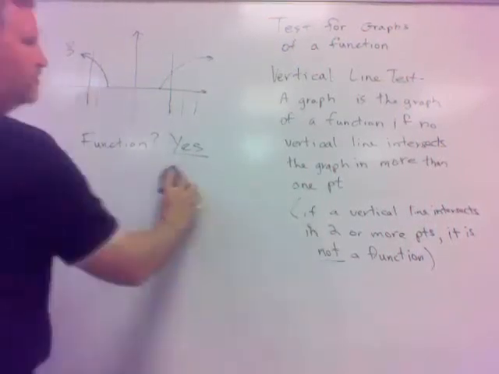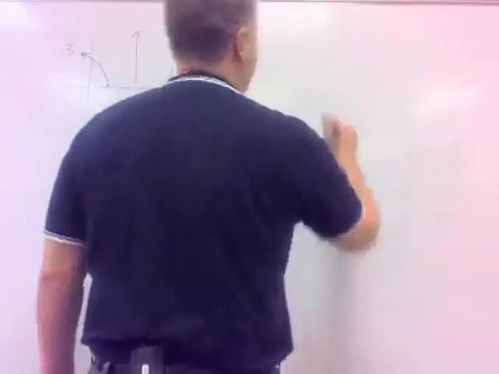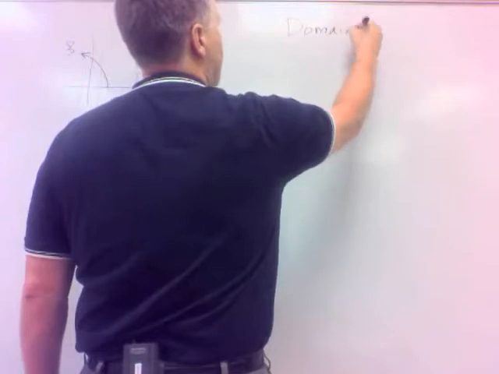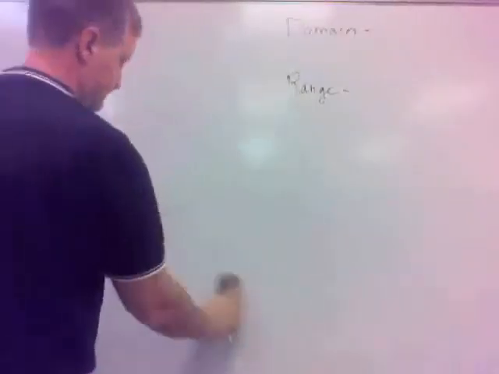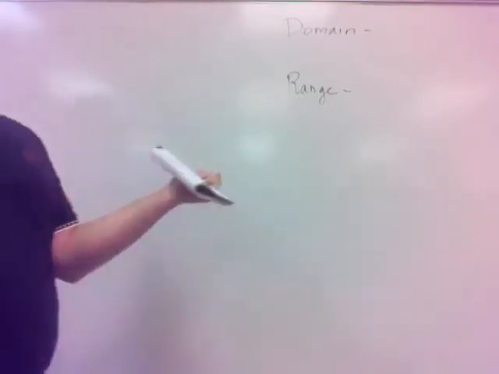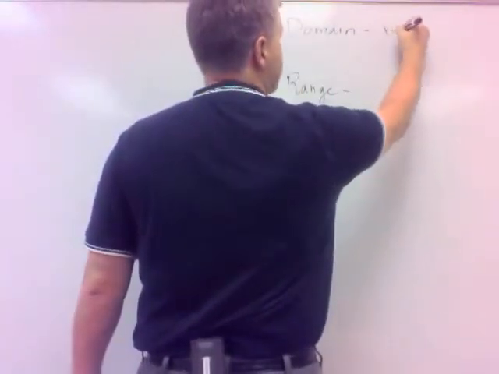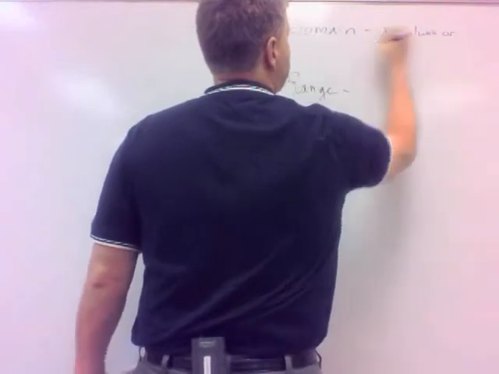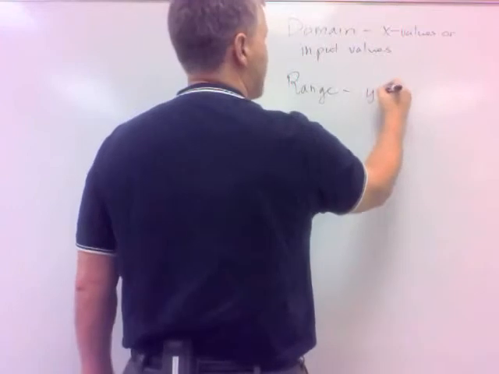Let's go back over domain and range. We talked about it a little bit last time, not a whole lot, but just kind of review domain and range. For a function, what are we talking about with domain? It's the x values. Usually we say it's the x values or input values. And the range is the other, the y values or the output values.